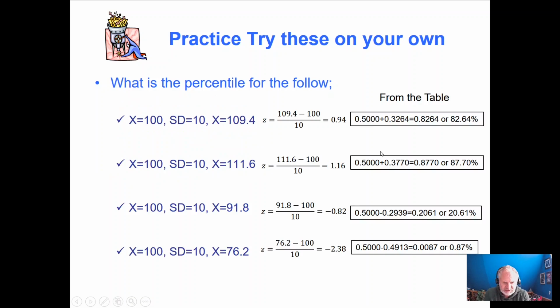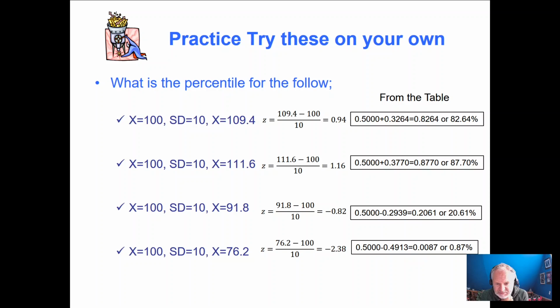Okay, if you've attempted the questions, for the first one you should have got a percentile of 82.64. For the second one, a percentile of 87.70. For the third one, a percentile rank of 20.61. And for the fourth one, a percentile rank of less than 1%, or 0.87%.